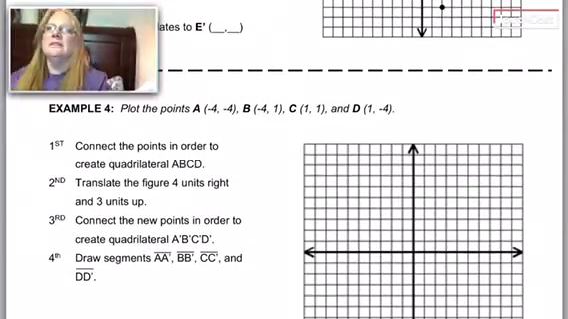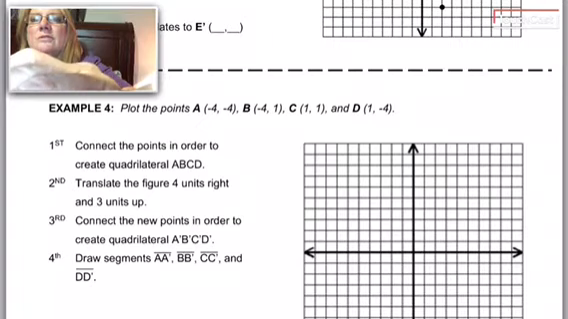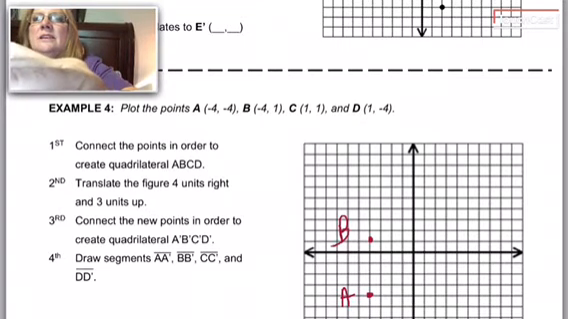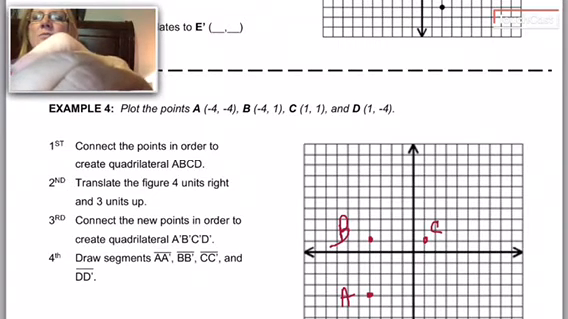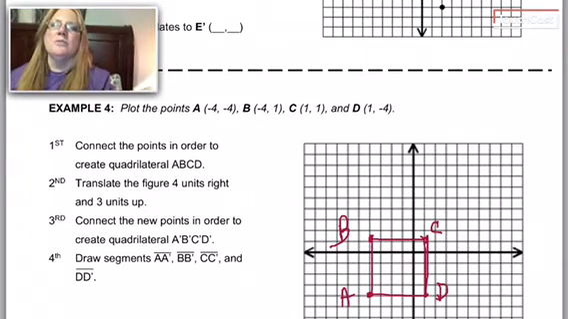All right, so now they're asking us to plot some points, connect the points, and create a quadrilateral. So let's just plot the points. -4, -4. That is A. And then -4, 1. That is B. 1, 1 is C. And 1, -4 is D. So there is our pre-image.